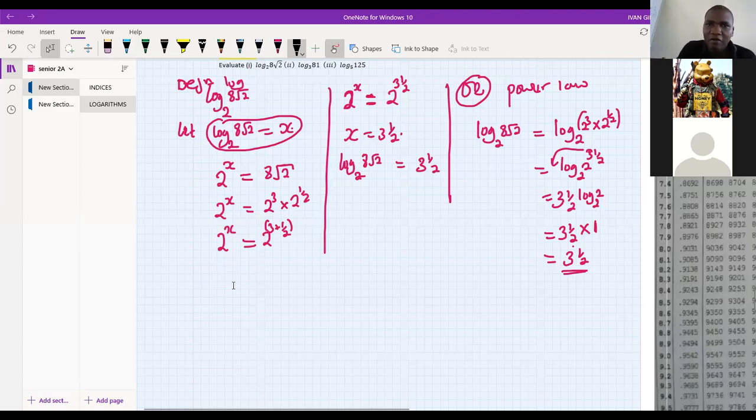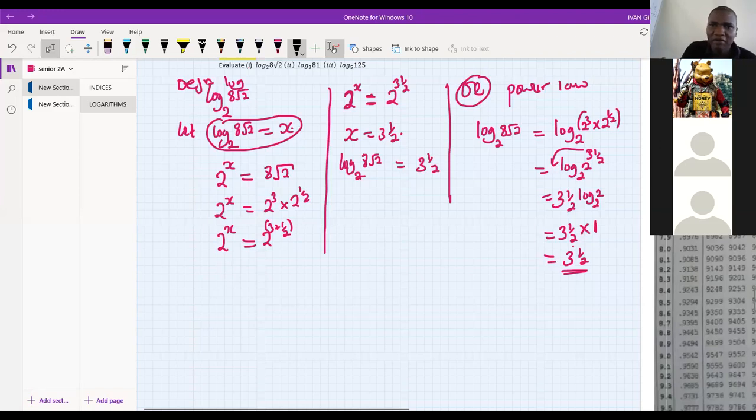Log of 81 base 3, you're simply asking yourself, to which power should I raise 3 to get 81? We know that already from what we learned in indices. But now here, we want to see how we can use the knowledge of logarithms to come up with the answer.